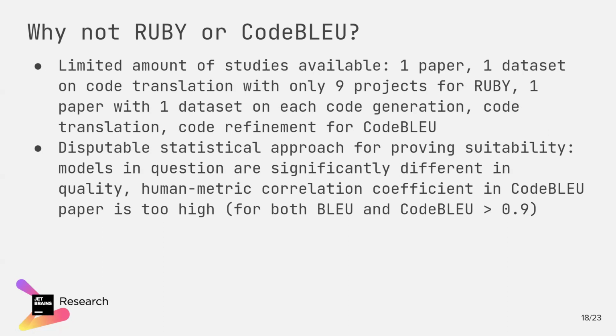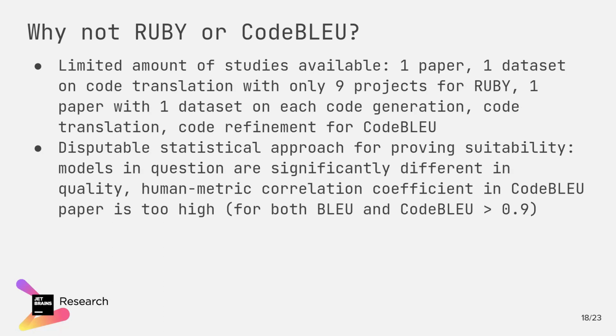I'm not saying that there was something fishy in what they did, just maybe that the dataset is very peculiar. And for Ruby, there isn't even a proper study for code generation. There's only one paper on Ruby with one dataset on code translation, only 9 projects in the dataset, and the projects and the models that are compared are also quite significantly different in quality.